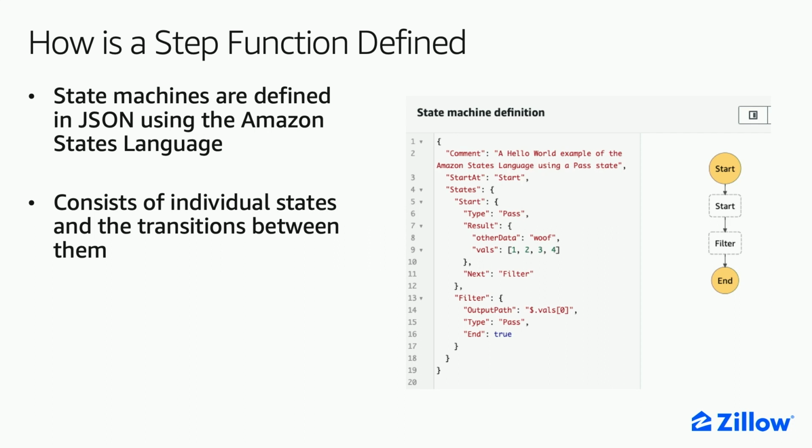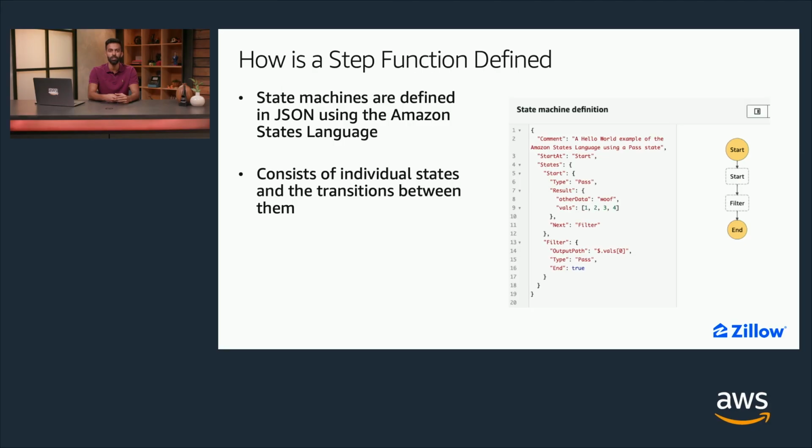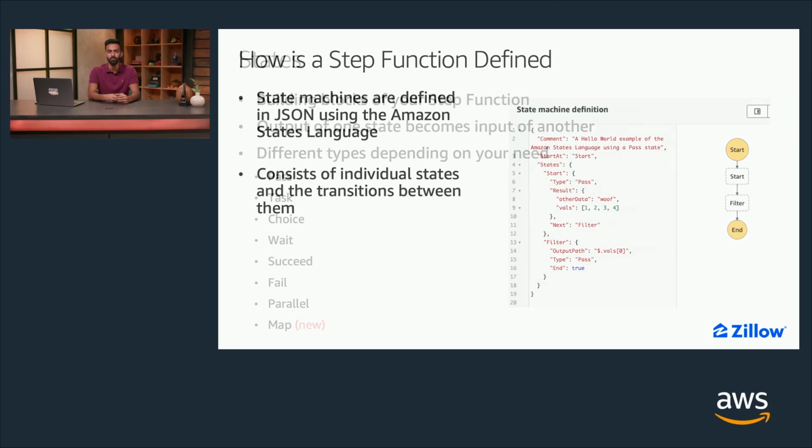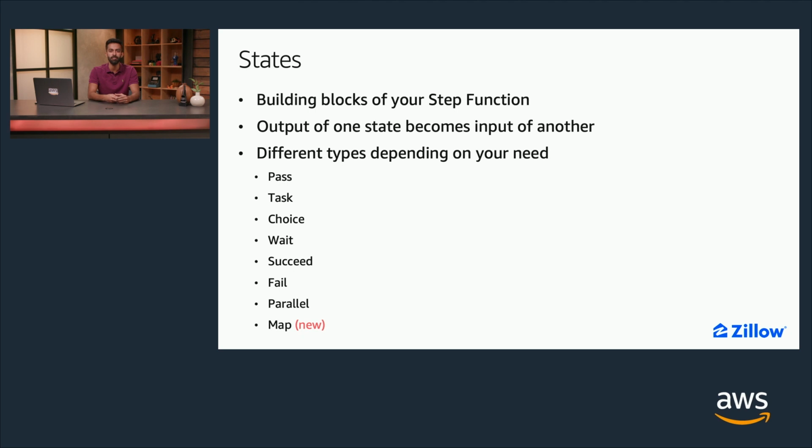They're defined using basic JSON using the Amazon States Language, and they consist of the individual states that you define as well as the transitions between them. You can see an example on the right here that we'll dive into a little bit later. So let's talk about states. States are the basic building blocks of your step function. Echoing back to your computer science theory classes, a step function is basically a finite state machine that allows for transitions between different states.